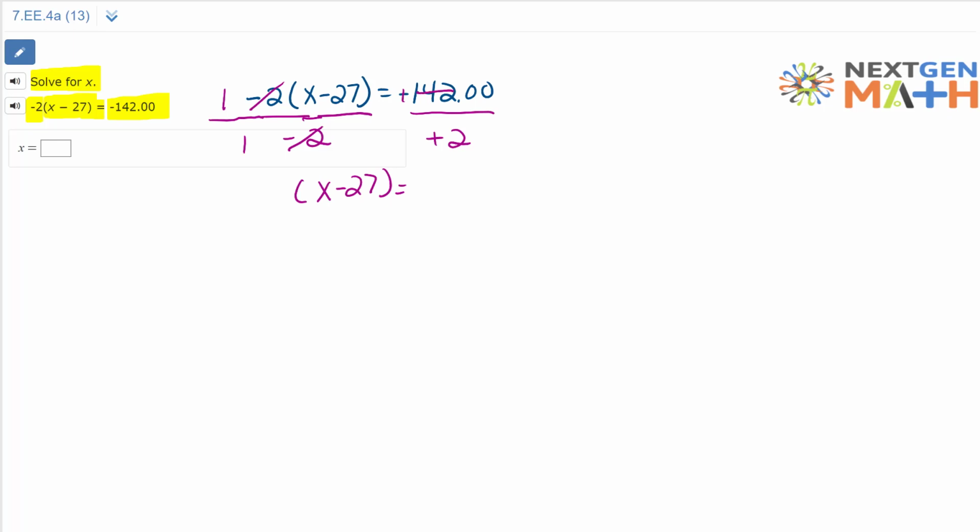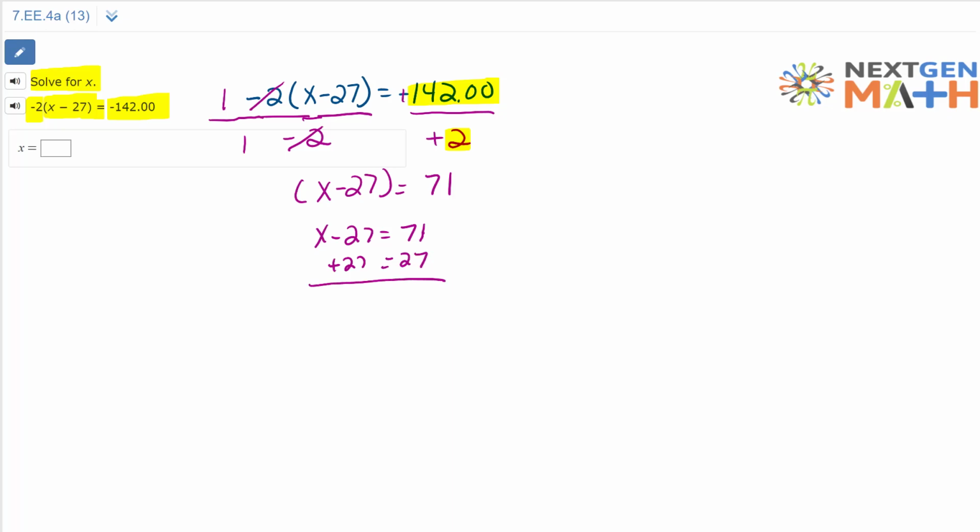142 divided by 2, that's going to be equal to 71. We could rewrite this as x minus 27 equals 71. Now we add 27 to each side.